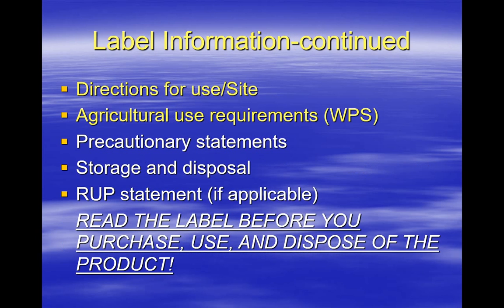In addition to the elements listed in the previous slide, the label must contain directions for use for the particular site where the applicator intends to use the pesticide, a WPS reference statement or agricultural use box if the pesticide will be used in a farm, forest, nursery, or greenhouse situation. Also, the label must include a precautionary statement, storage and disposal instructions, and a restricted use box if the pesticide is classified as an RUP by EPA.